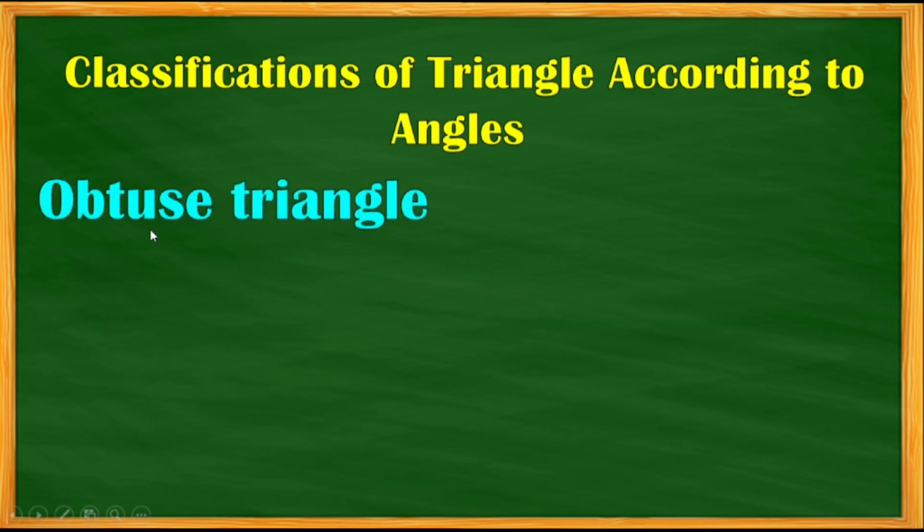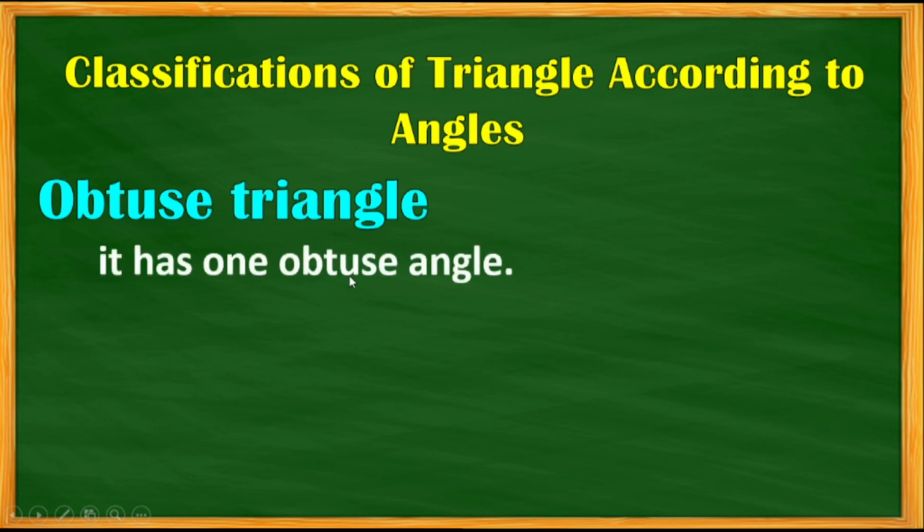Next is an obtuse triangle. What do you mean by an obtuse triangle? It has one obtuse angle. An obtuse angle measures between 90 degrees and 180 degrees, or greater than 90 degrees but less than 180 degrees.